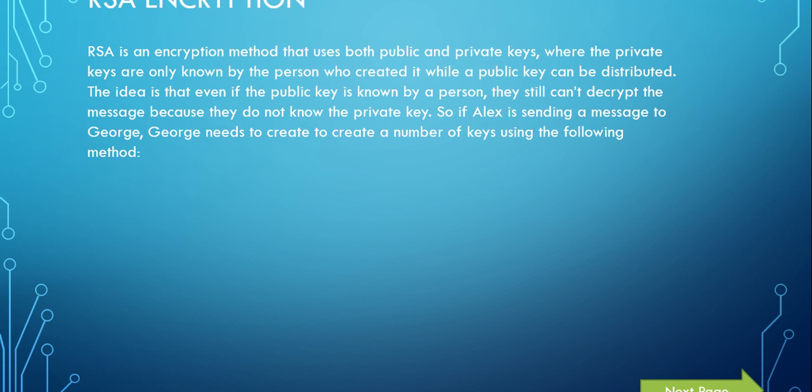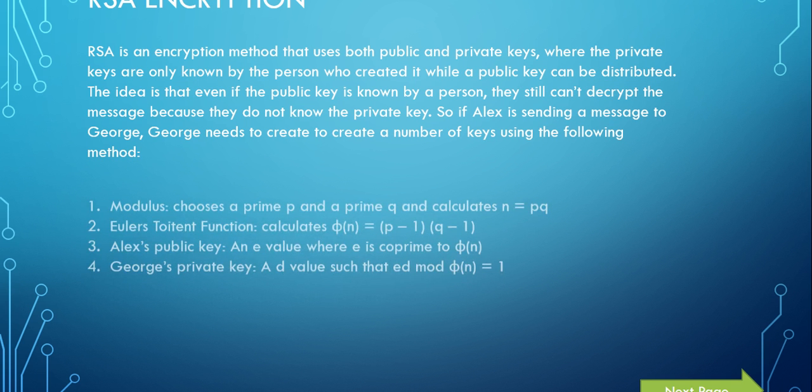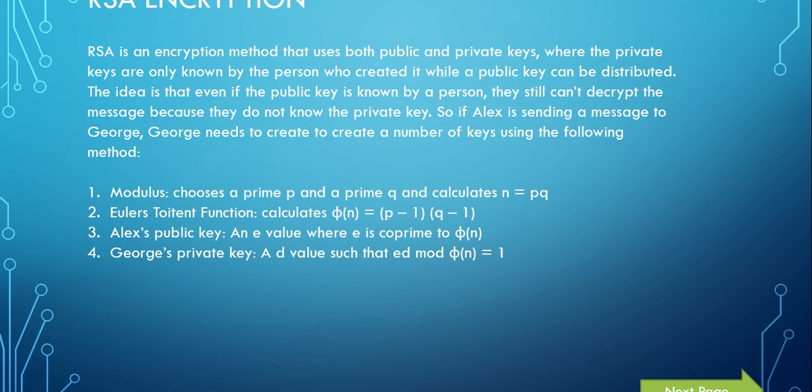So let's say we have Alex, and he's sending a message to George. George needs to create a number of keys, and he uses these different methods. The first method is the modulus, where he chooses a prime, which we'll call P, and another prime Q, and then he calculates n equals PQ. So P multiplied with Q equals n.